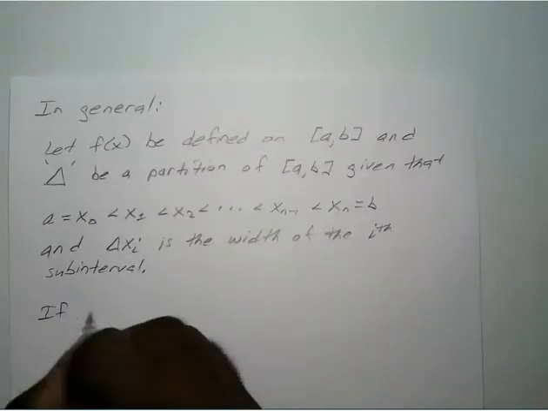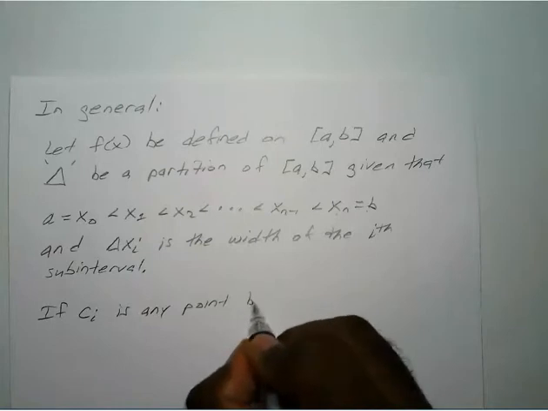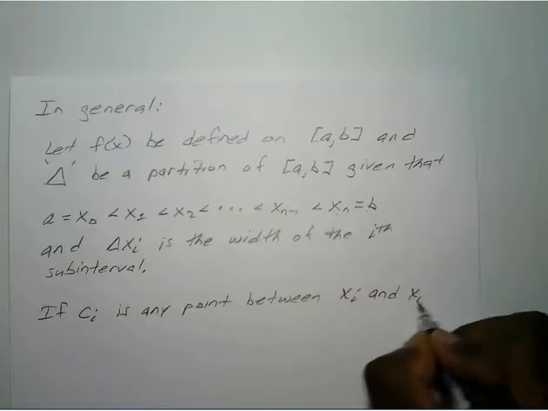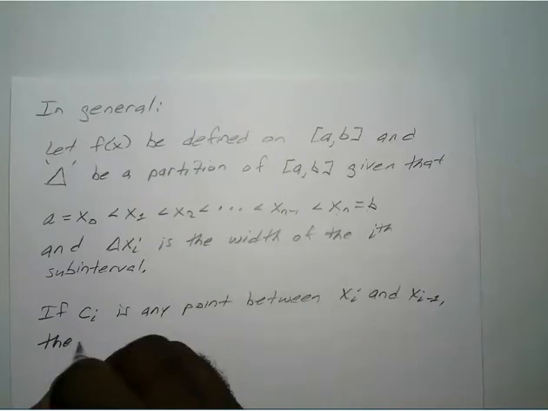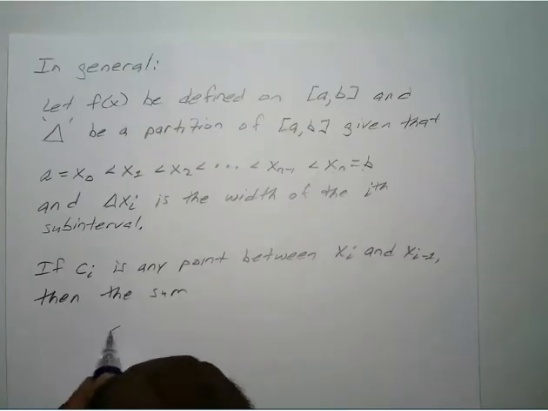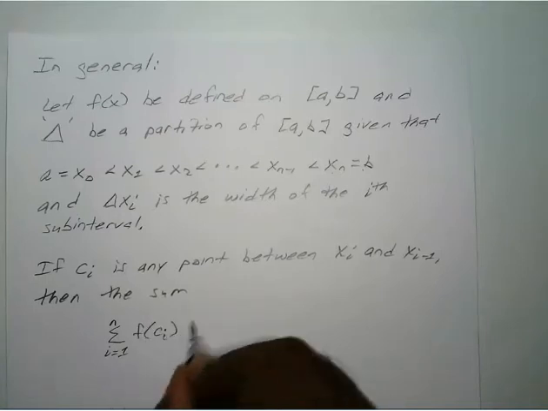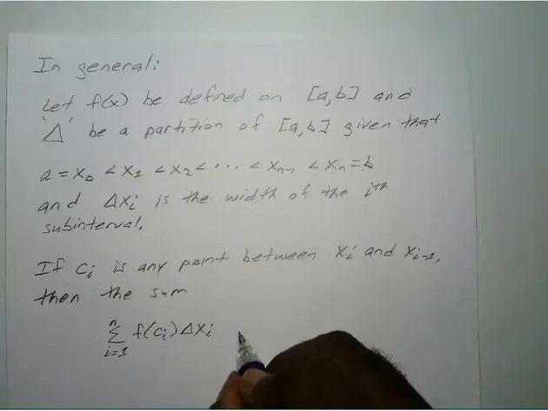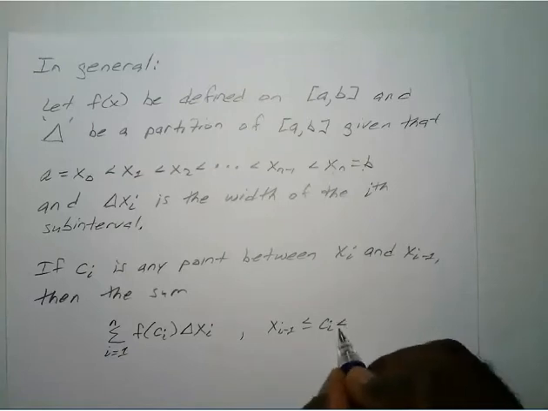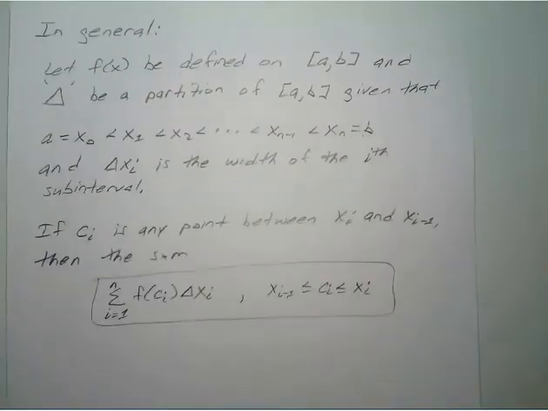Okay. Now, if our point c, or c sub i, is any point between x sub i minus 1 and x sub i, then the sum, and that sum is the sum from i equals 1 to n of f of c sub i delta x sub i, given that x sub i minus 1 is less than or equal to c sub i, which is less than or equal to x sub i, is called the Riemann sum.